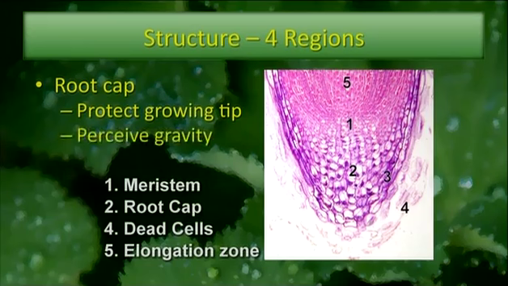Another thing it does is perceive gravity. There are amyloplasts in the root cap that orient themselves according to where gravity is. If you tip a plant growing with its roots downward onto its side, in about half an hour to a few hours the roots start growing toward gravity again, because the amyloplasts have tumbled to the bottom part facing gravity and made the root go down again. So they perceive gravity.